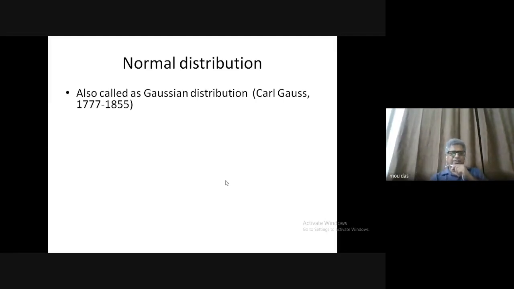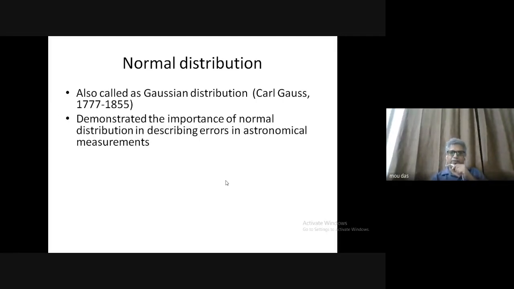And when he described it, it was not called normal distribution. He described it while observing errors in astronomical measurements. It was later found to be a very good approximation of many naturally occurring phenomena and biological values, anthropological measurements, and a lot of other measurements. It was called normal because it normally occurs in the universe.